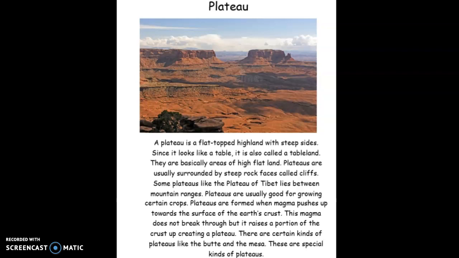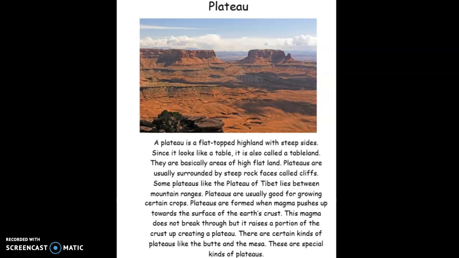A plateau is a flat-topped highland with steep sides. Since it looks like a table, it is also called a tableland. They are basically areas of high flat land. Plateaus are usually surrounded by steep rock faces called cliffs. Some plateaus, like the Plateau of Tibet, lie between mountain ranges. Plateaus are usually good for growing certain crops.